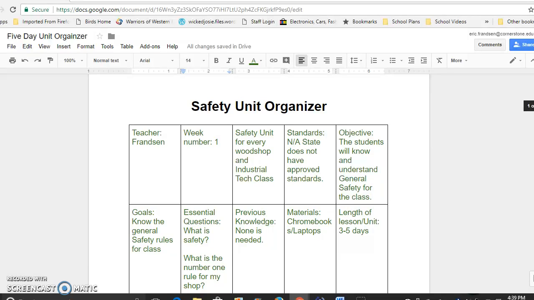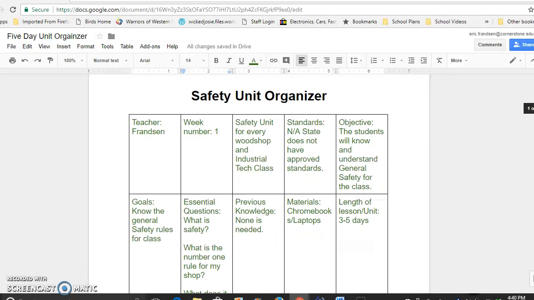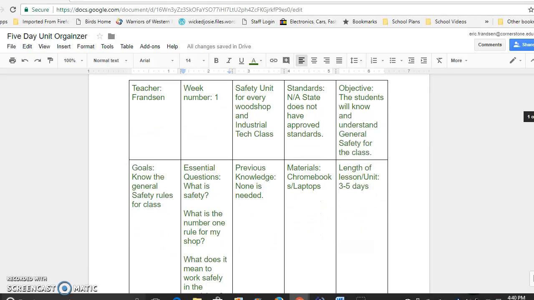The only thing is, with the state, we do not have approved standards for industrial education or woodshop, so there are no specific standards set. Some of the objectives are that they will know and understand general safety for this class. They have a general safety test that they have to take at the end, so they understand what is required of them. The goal of this unit is that they know and can safely apply those general rules to my classroom. I'll show you those here in a couple of minutes.